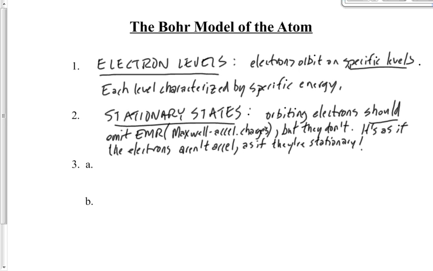These electrons, as they orbit around the nucleus, even though they should give off EMR, according to what Maxwell said, they don't. It's as if they're stationary, in a stationary state. Finally, the third aspect of the Bohr model of the atom talks about transitions. Electron transitions.